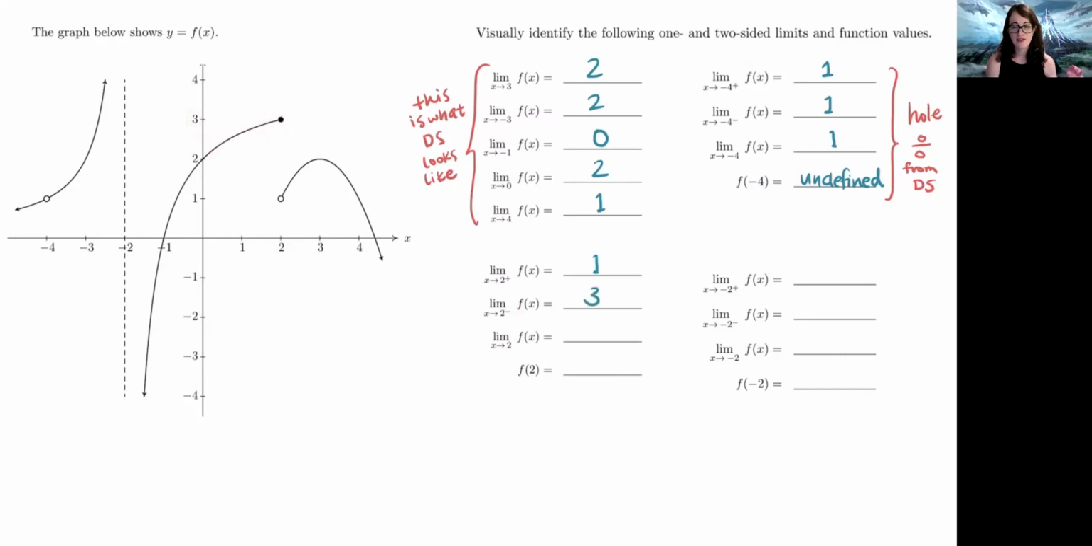Now, when the two one-sided limits, these two here, aren't equal to each other, we got 1 from one side, 3 from the other, then the two-sided limit, that's when we have a does not exist situation. So this will be D and E.